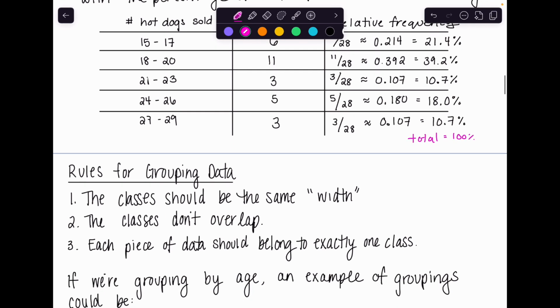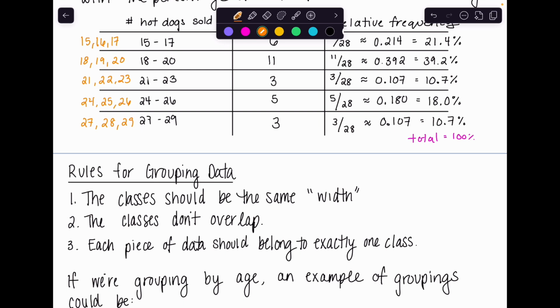So the first rule is that all of these classes should be the same width. So again, if I go back to this data, the values that fell in here are 15, 16, and 17, 3 possibilities. 18 to 20 is 18, 19, 20, 3 possibilities. Then 21 to 23 gives you 3 possibilities. And so on from here, 3 possibilities, 3 possibilities. So I want to make sure that everything is exactly the same width. I'm not making one group larger than the other. We need the buckets to be the same size.